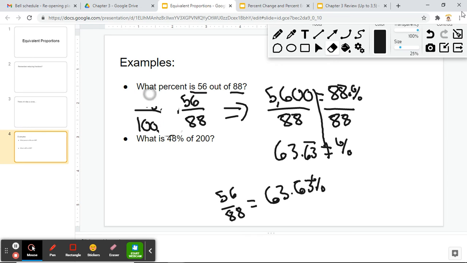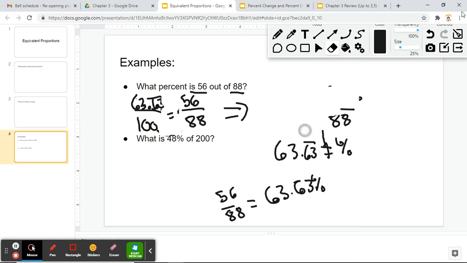And if we want to go back to our original problem up here, before we did all this cross multiplying, we could say that the fraction 63.63 continuing percent over 100 is equal to 56 over 88. These are equivalent fractions. All right, so that's when we have our part and our whole, but we don't have our percent. But we can do different ones, right? What if we have our percent but not our part?